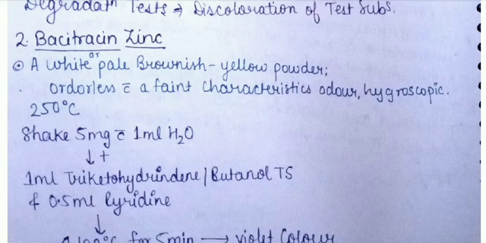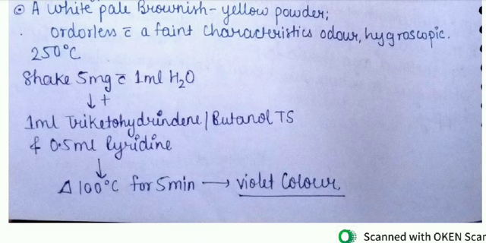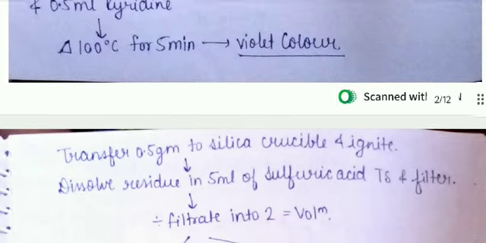It is a white or pale brownish yellow powder, odorless or with a faint characteristic odor, hygroscopic. Melting point is 250 degrees Celsius. Test: shake 5 mg with 1 ml of water. To that add 1 ml of ninhydrin or butanol TS and 0.5 ml pyridine. Heat it to 100 degrees Celsius for 5 minutes. It will produce the white color.